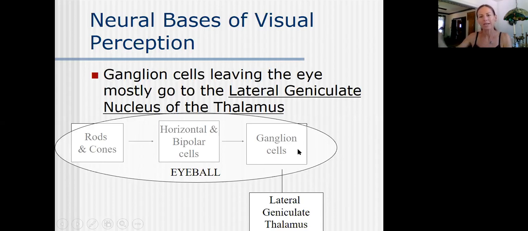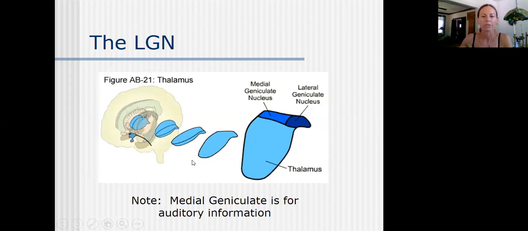But then once the ganglion cells leave through the optic nerve, they're going to go to the thalamus. Particularly, they go to one part of the thalamus, and that's called the lateral geniculate nucleus, or the LGN, we often call it. So here's the LGN, and here's the thalamus. This is the entire thalamus. This very tiny top point here is the lateral geniculate nucleus.